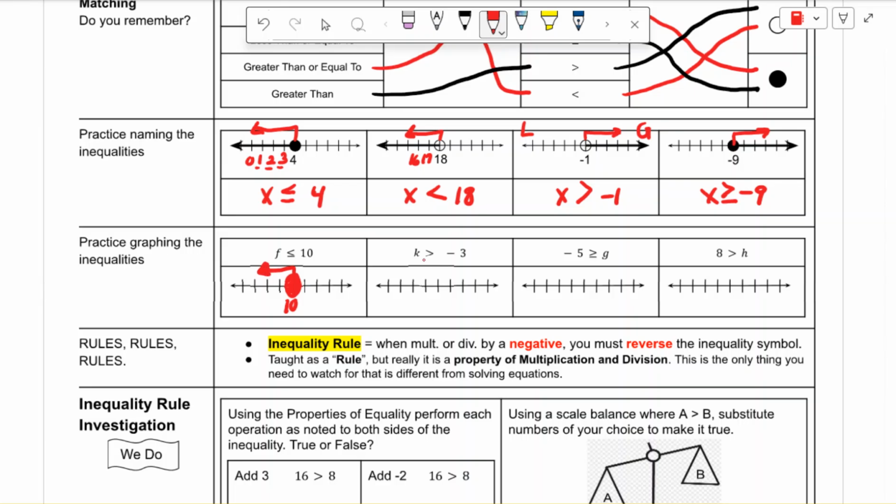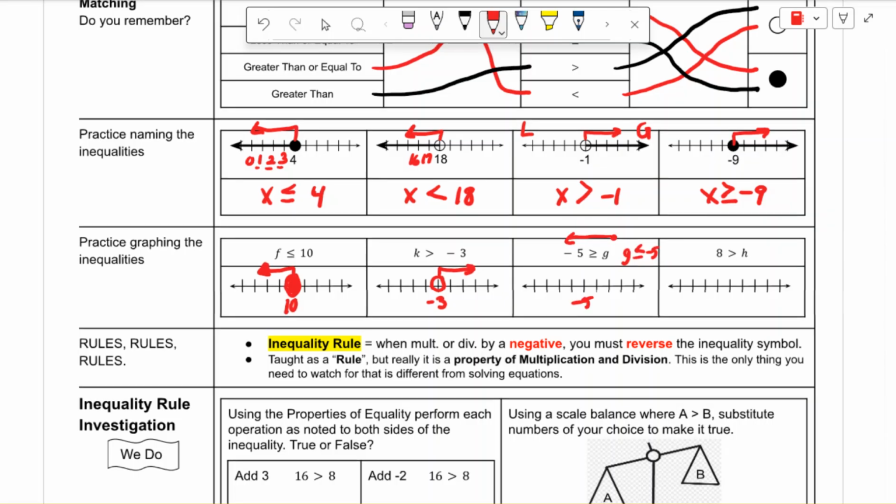This one, k, is an open point, so we're going to leave it open. We're going to call it -3, and k is greater than -3. So where are the greaters? They are to the right. Now this one, g is in the wrong spot, and in our last lesson we learned how to read backwards. So we've got to go this way to this way. So g, let's rewrite this. g is less than or equal to negative 5.